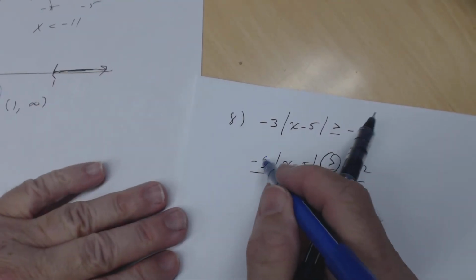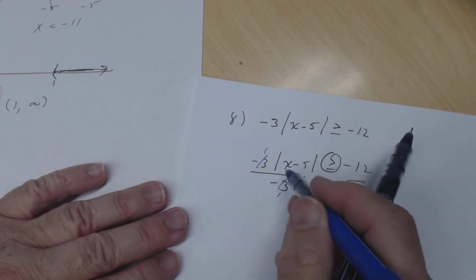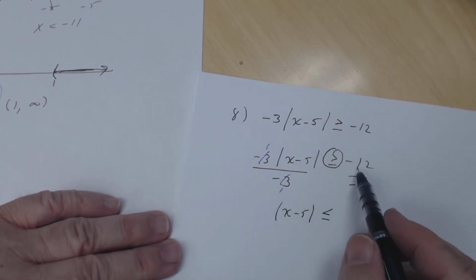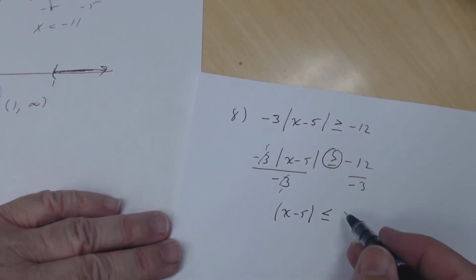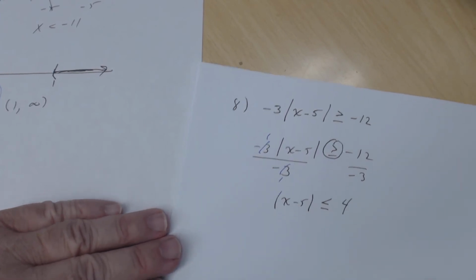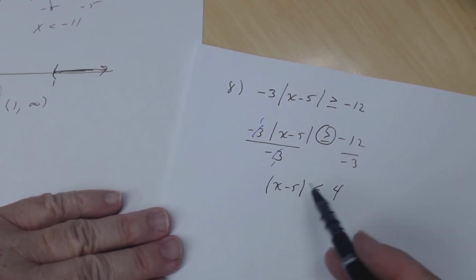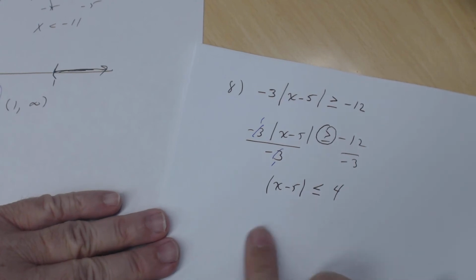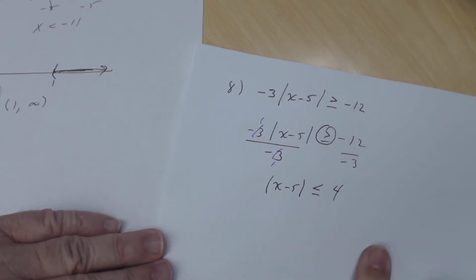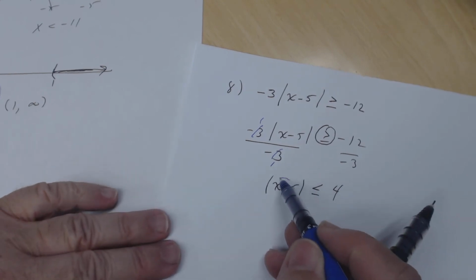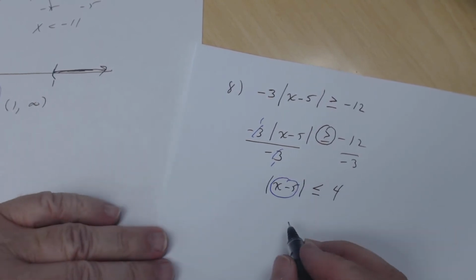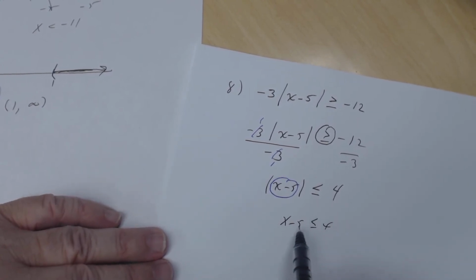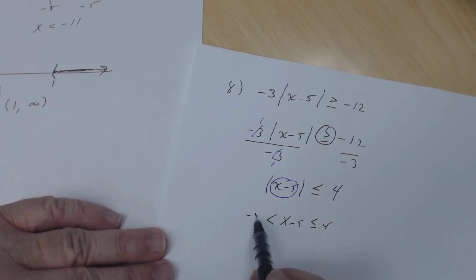So what happens, first of all, negative 3 divided by negative 3 is 1. So I'm left with absolute value of x minus 5 is less than or equal to, and then negative 12 divided by negative 3 is a positive 4. And now I have the absolute value by itself, and this is a less than or equal to inequality. So that's one statement. You're going to take this expression that's between the absolute value bars. You're going to say x minus 5 has to be less than or equal to 4, and at the same time, it has to be bigger than negative 4.